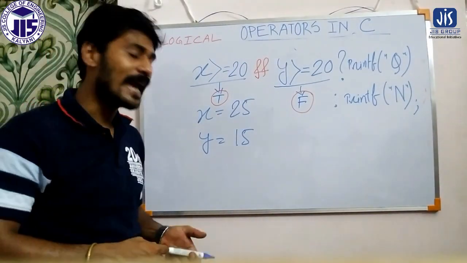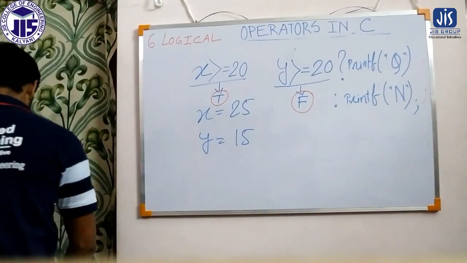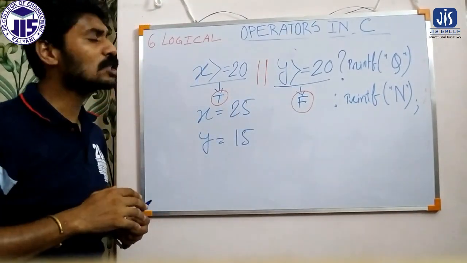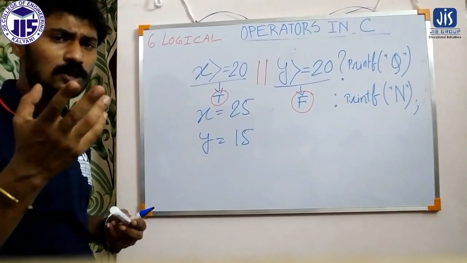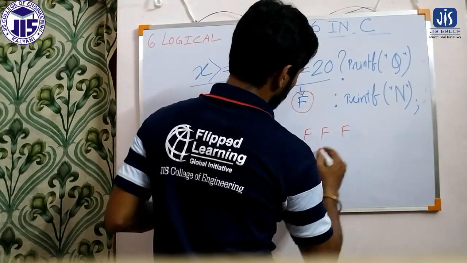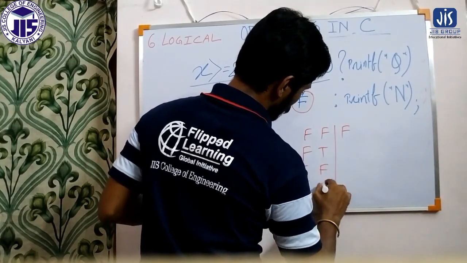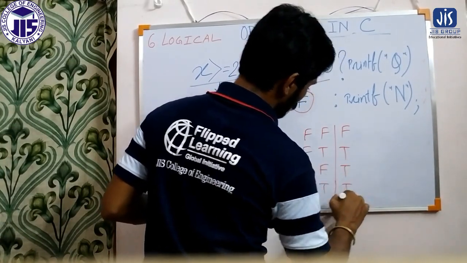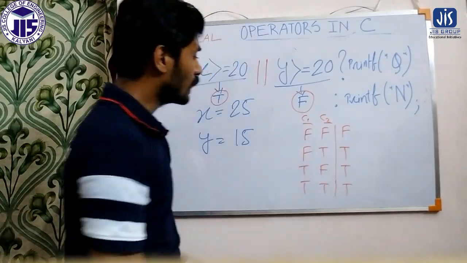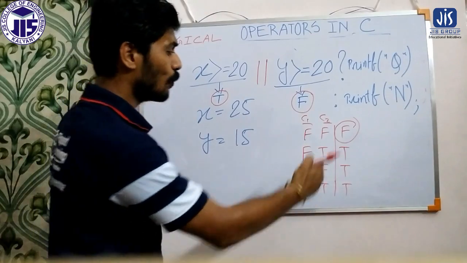Now if I replace this AND operator with logical OR, it will be just the opposite. As you all know the truth table of logical OR, it will be like this: if this is condition 1 and this is condition 2, if condition 1 is false and condition 2 is false, then it will ultimately be considered a false condition. Otherwise, it will always be true.